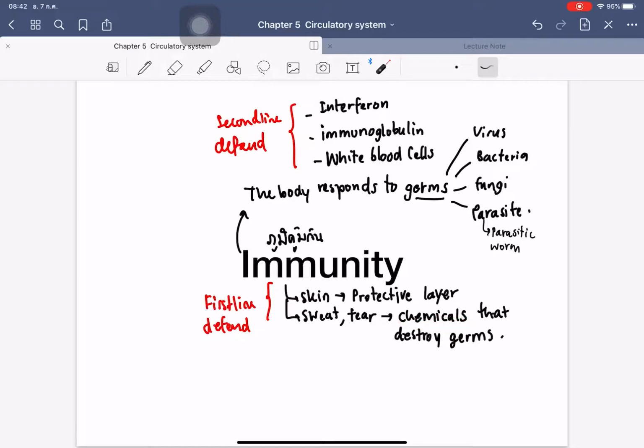Okay, and the second type we call the second line defense. The second line defense is the chemicals and the cells inside your body that respond to the germs specifically to deal with it. And for example, it is the interferon. The interferon is a kind of chemical used to deal with the infection of the bacteria and the fungi like this, or even the virus. And the immunoglobulin, this one here in short we call antibody. Okay, the antibodies. And we have the white blood cells. The white blood cell is a cell that takes responsibilities on the production of the immunoglobulin or the antibodies, or even the eating process of the germ cells.